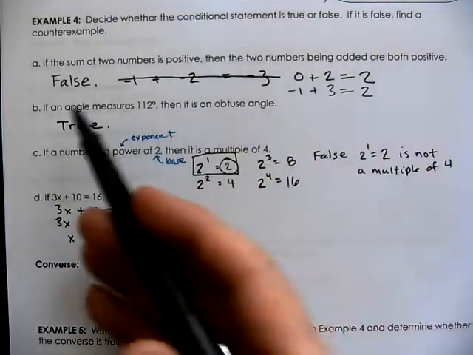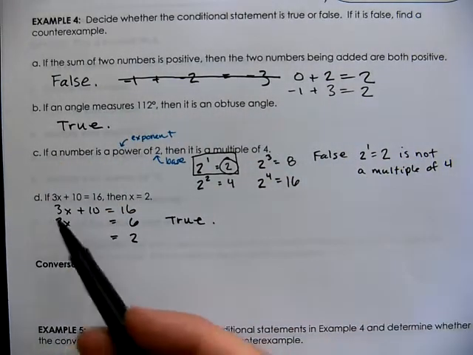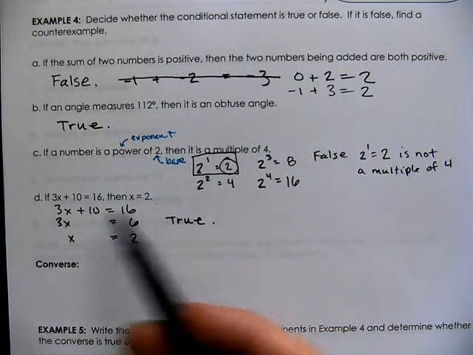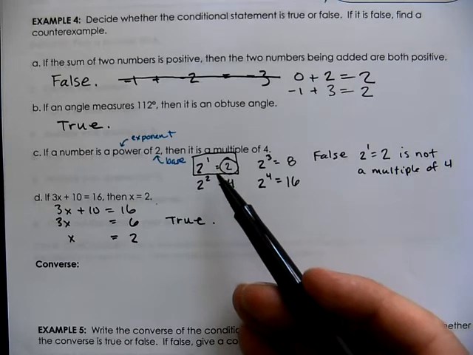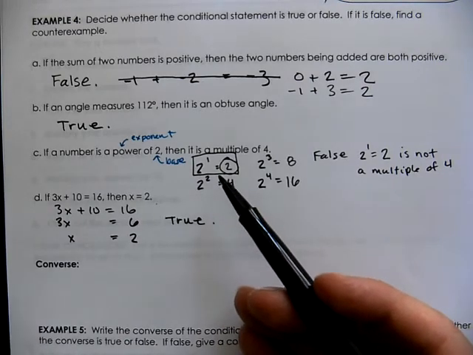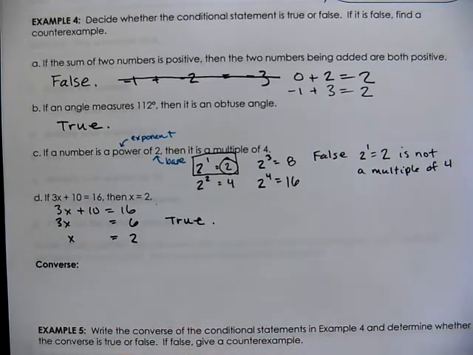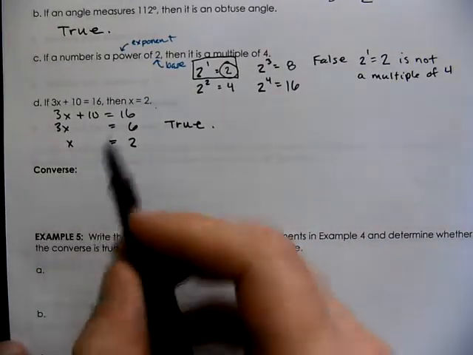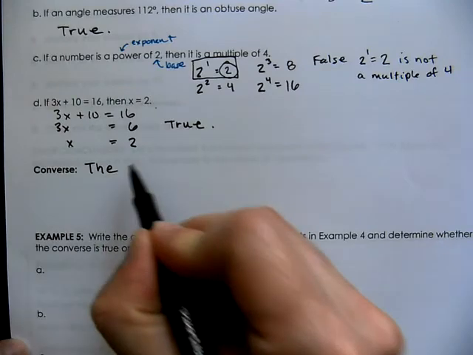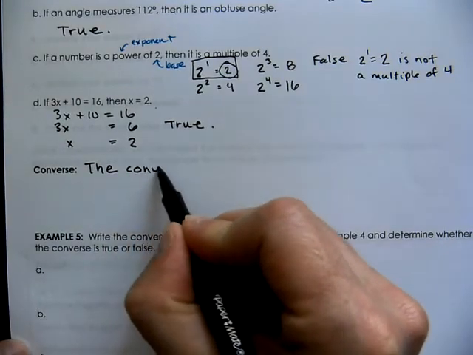So there were some if-then statements that had to do with some equations, or some numbers. We won't see those very often, but you can see that they apply to more than just definitions in geometry. Here's another very important vocabulary word that we'll be using today, and that is the converse. It's another kind of if-then statement.